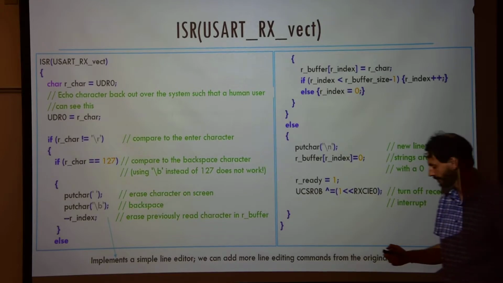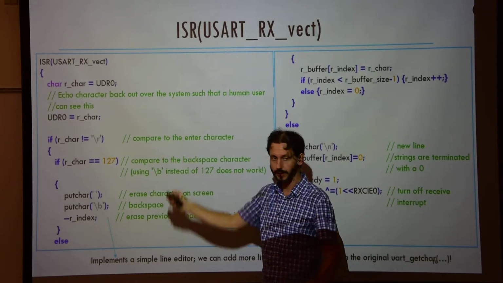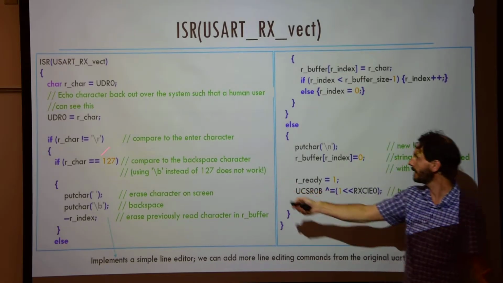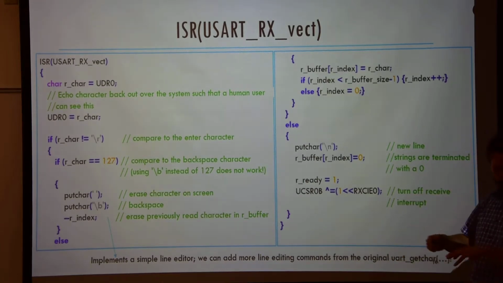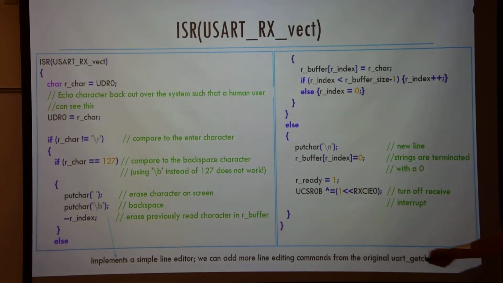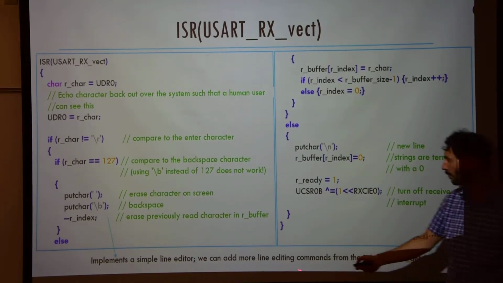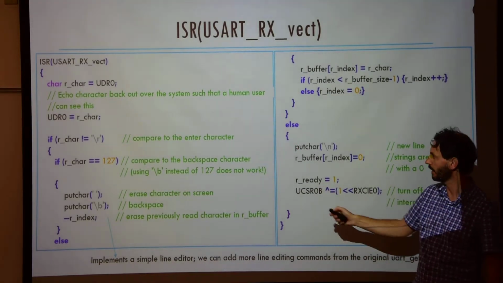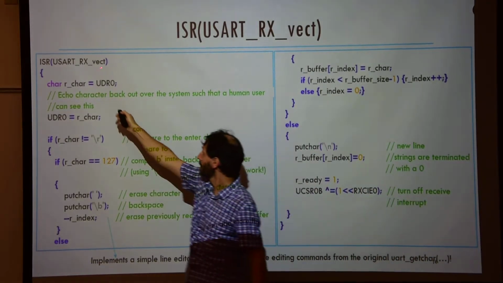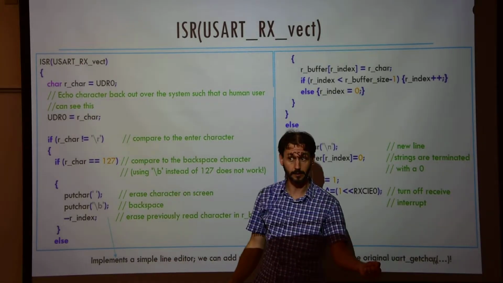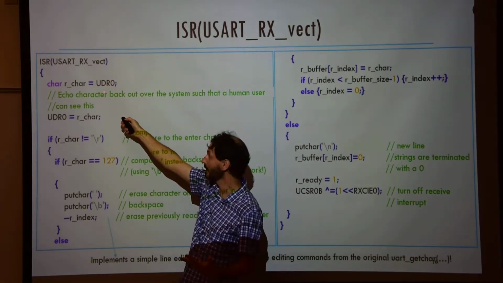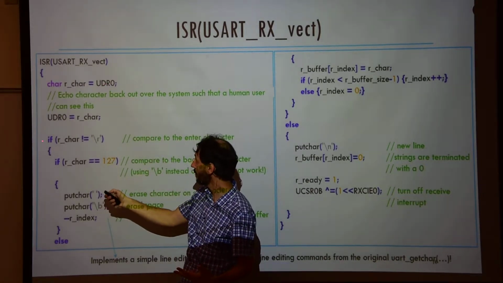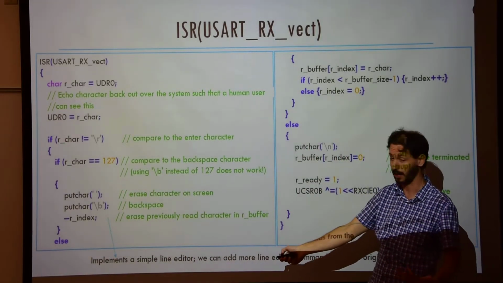So what does it do? Well, we could take the code that is in the UART library and translate it all into the ISR. Here, I've only taken a subset of that, not all of it, but you can have a look at the original UART get character, and you can add more to this, but it's a very simple line editor. So how does it work? If this interrupt service routine is called, then I know that there's something ready for me. So this register has some character that I put in R character. I'm going to interpret it. That's the line editor's task.